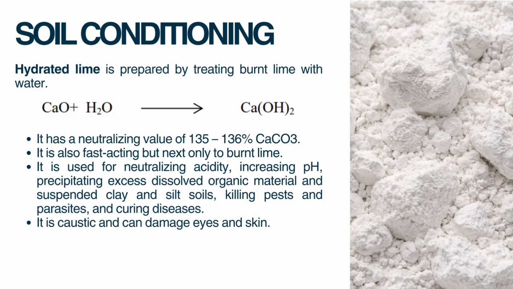This type of lime is used to neutralize acidity and raise the pH of pond soil and water. It also helps in the precipitation of excess dissolved organic materials and suspended clay or silt particles, improving pond condition, and can be applied to kill pests, parasites, and disease-causing organisms. However, like burnt lime, hydrated lime is caustic and can irritate or damage the skin and eyes, so proper handling, protective equipment, and caution are necessary when using it.